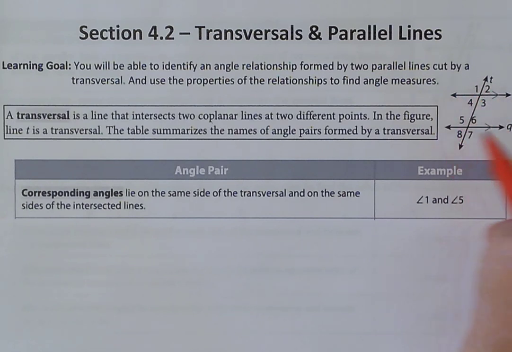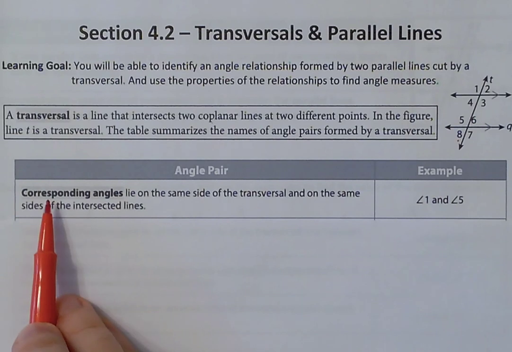So when I draw two parallel lines cut by a transversal, I have angles 1, 2, 3, 4, 5, 6, 7, and 8. And we're going to notice what we're first going to talk about is an angle pair, the different types, and then we're going to talk about what those result in. So our first angle pair is going to be corresponding angles.